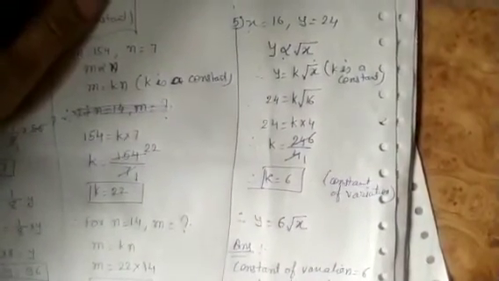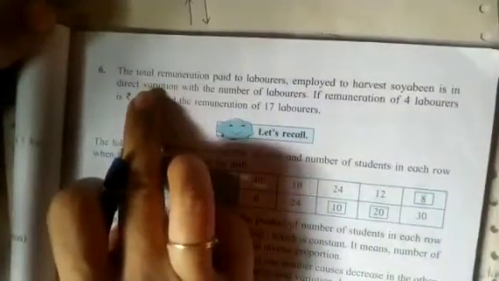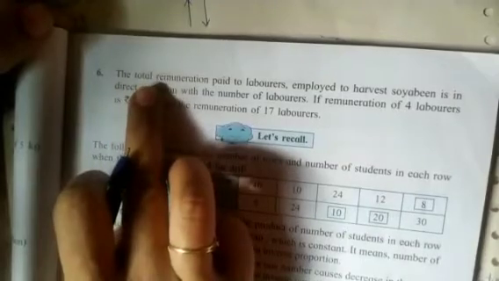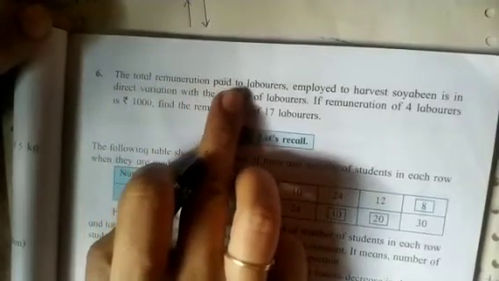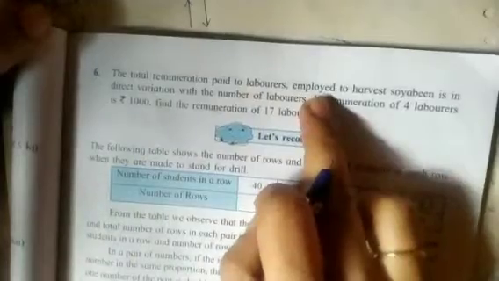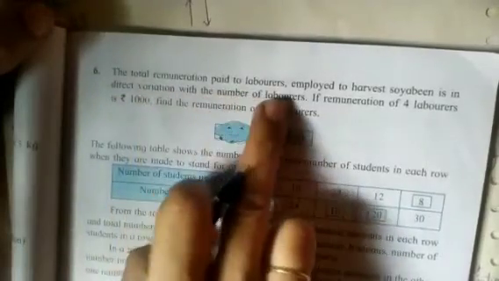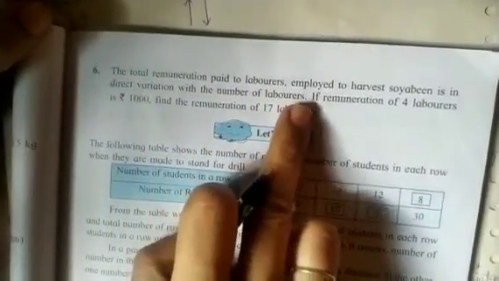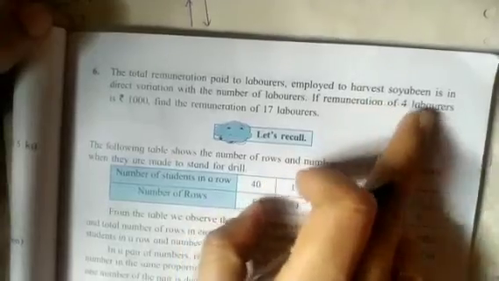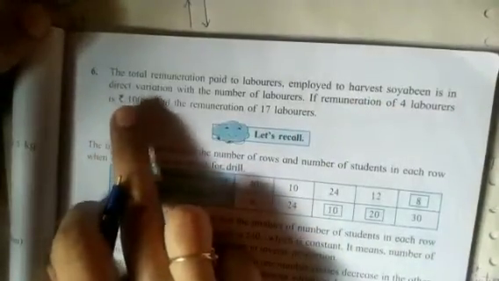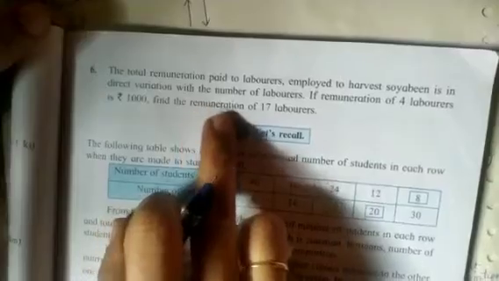Now we will move to the next question. That is question number 6. What is given here? The total remuneration paid to the laborers employed to harvest soybean is in direct variation with the number of laborers. If remuneration of 4 laborers is rupees 1000, find the remuneration of 17 laborers.